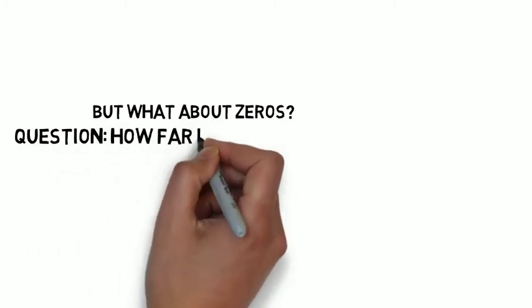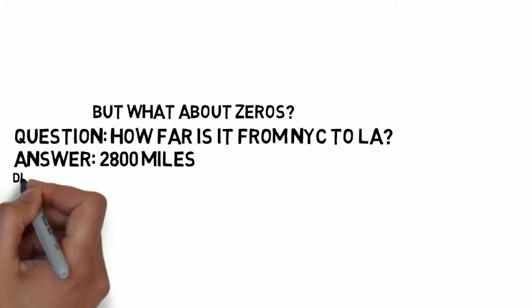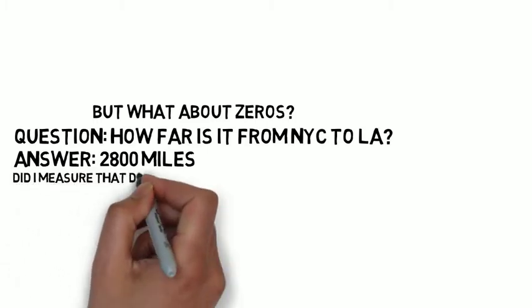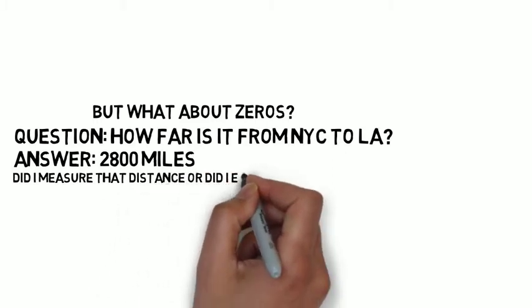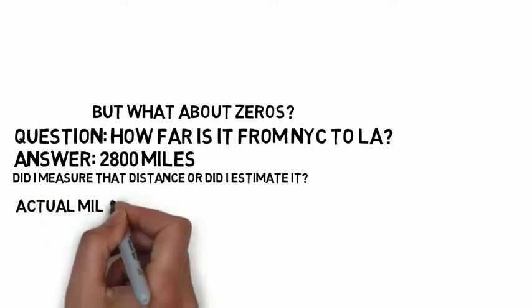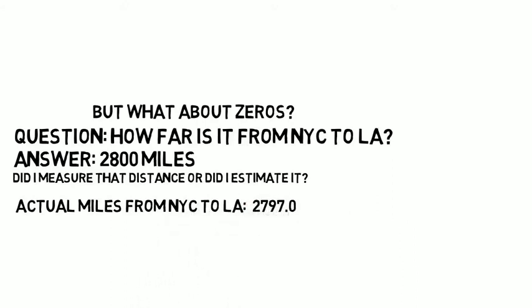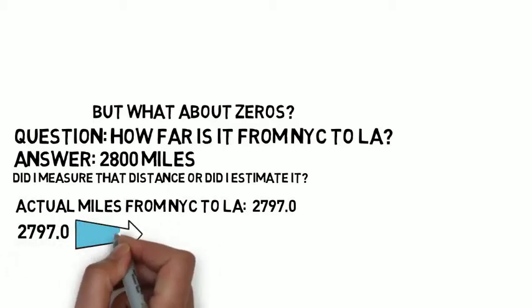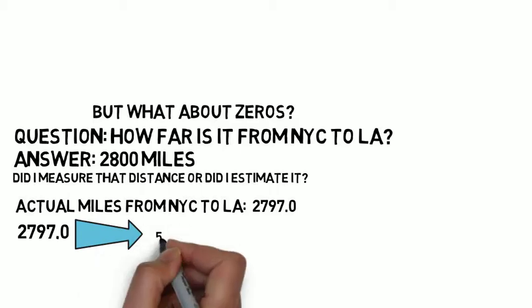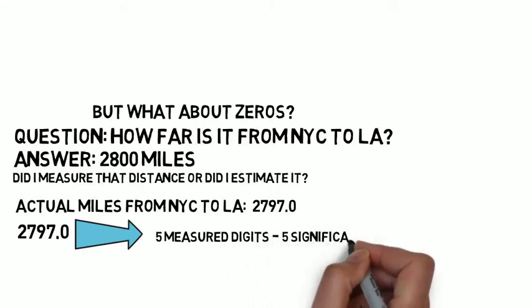But what about when you have zeros in your measurement? So for example, I have a question. How far is it from New York City to LA? If the answer given to me is 2,800 miles, is that an entirely measured value or is that an estimated value, and how do I know? So the actual distance, depending on the address, from New York City to LA is 2,797.0 miles. This is a true measured distance. And so all of the digits in this measurement are significant or important. That means since there are 5 measured digits, there are 5 significant figures in this measurement.